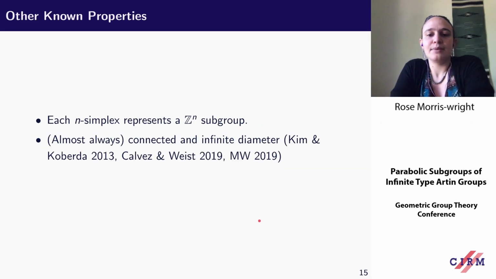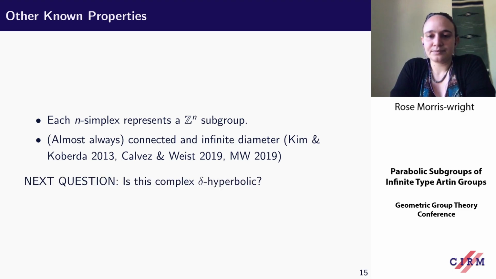And it also has some of the same properties that the curve complex has. So, for example, in both the curve complex for the mapping class group and in the complex of parabolic subgroups for Artin groups, we know that every n-simplex in the complex represents a Z^n subgroup inside the group. You can see that really from the definition that I just gave you. We also know that, except for a few exceptions, it's connected and of infinite diameter. So that's another nice result that mirrors what's happening in the curve complex case.